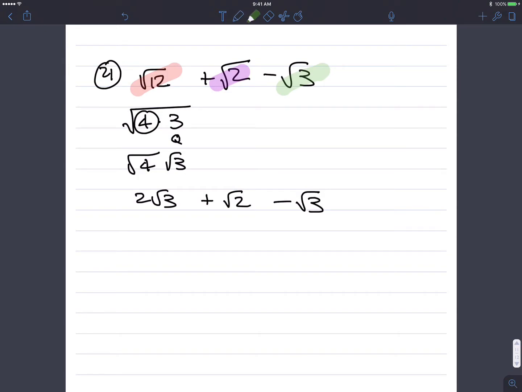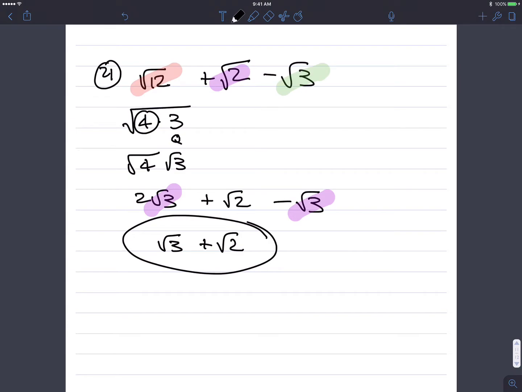Notice now that I have 2 apples and I owe an apple. Those terms are like. That means I have an apple and then I have a banana: the square root of 3 plus the square root of 2. Sorry, looks like that's a minus sign.